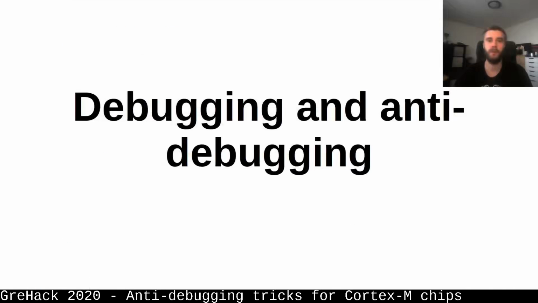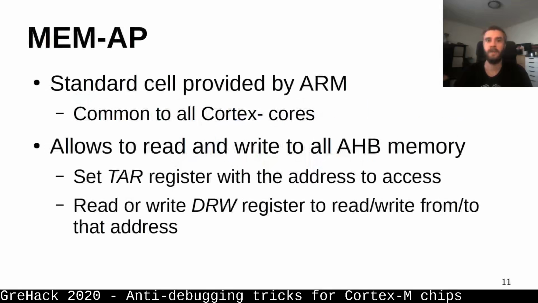Now that we know how to access the APs, we need to understand how we can access the core system memory. This is done by using what is called the AHB-AP or the MEM-AP, depending on the documentation. This AP is created by ARM and is able to query any part of the core system memory and send the data back on the DAP bus.